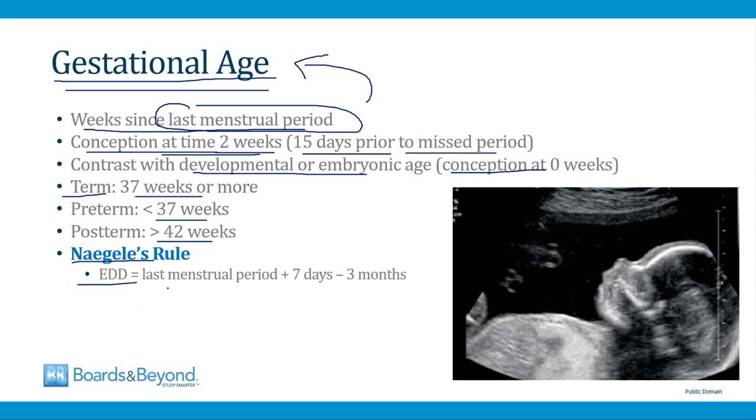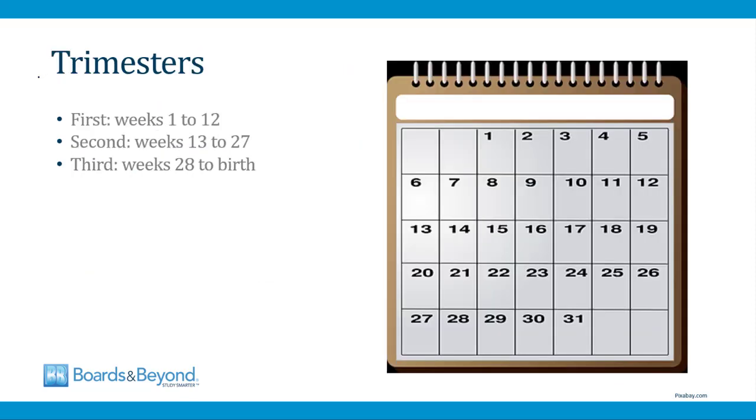According to Naegele's rule, the estimated date of delivery is the last menstrual period plus 7 days minus 3 months. Pregnancy can be divided into trimesters. The first trimester is usually considered to be weeks 1 through 12, the second from about weeks 13 to 27, and the third trimester from weeks 28 to birth.